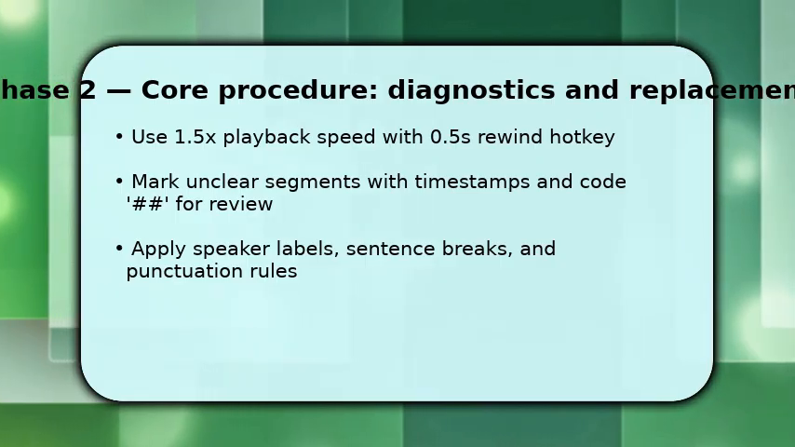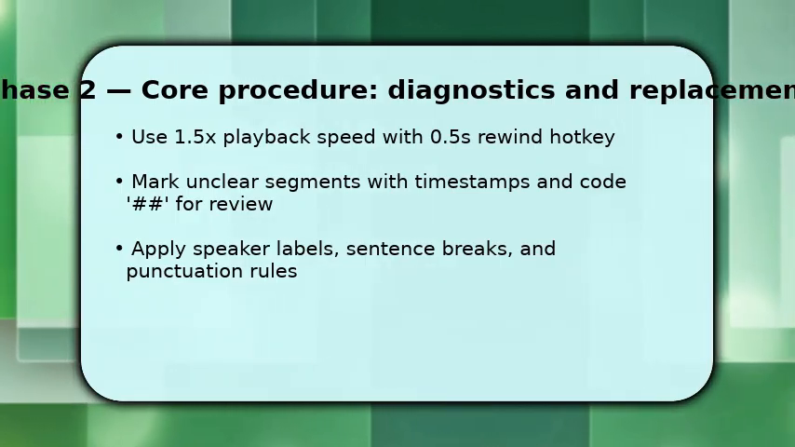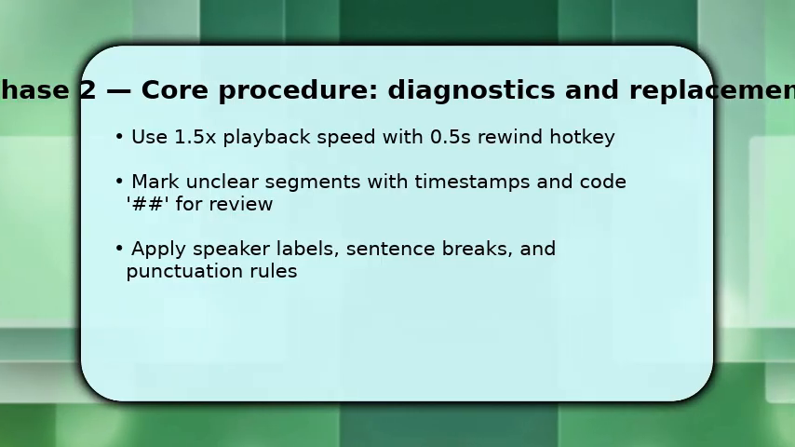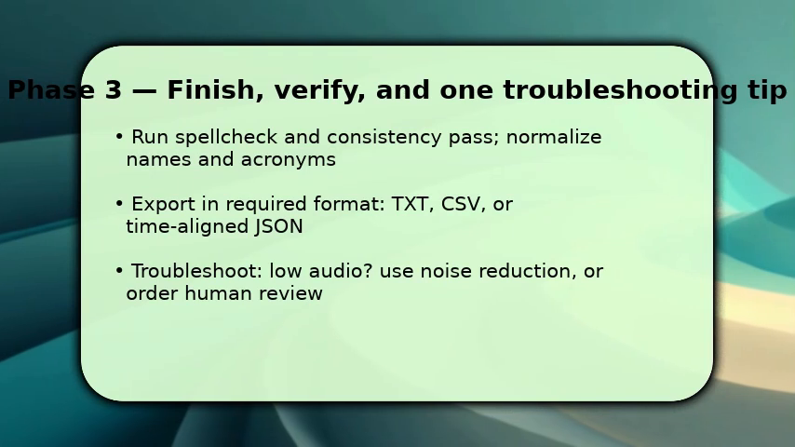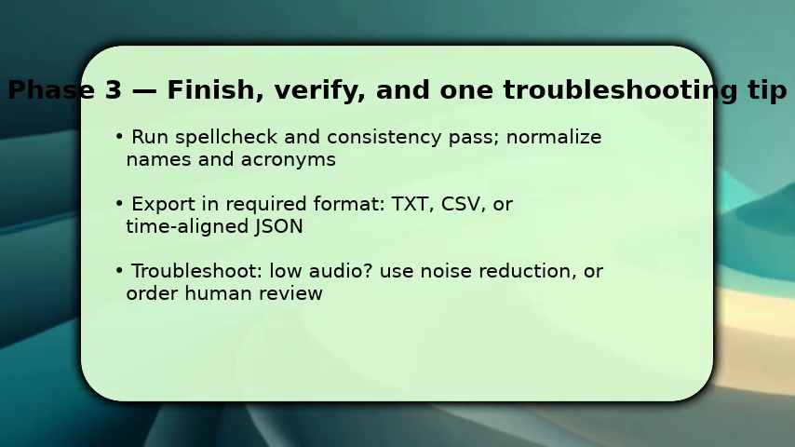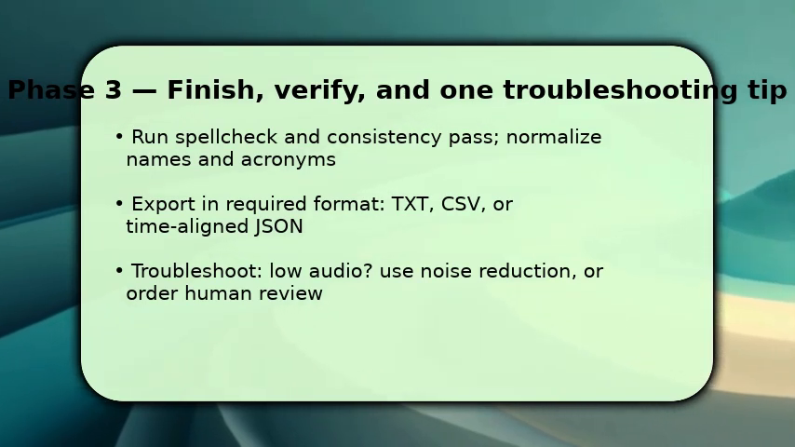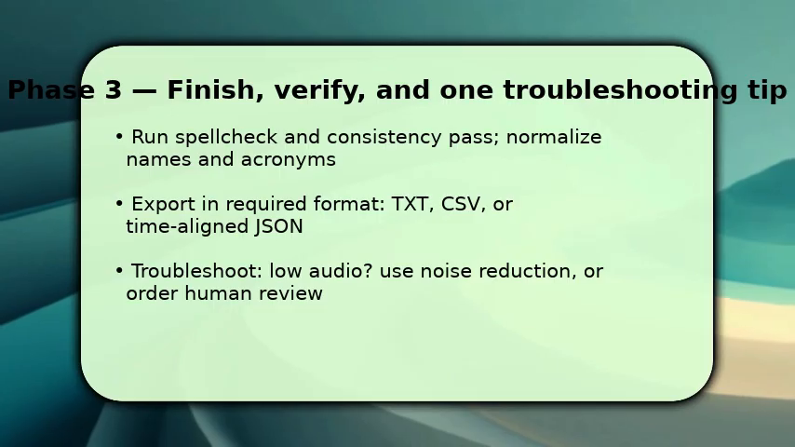Once done, perform a focused second pass on flagged spots. This balances throughput with the accuracy your research needs. Finish by standardizing formatting. Normalize speaker tags, expand acronyms, and run spell check so your dataset is analysis ready.